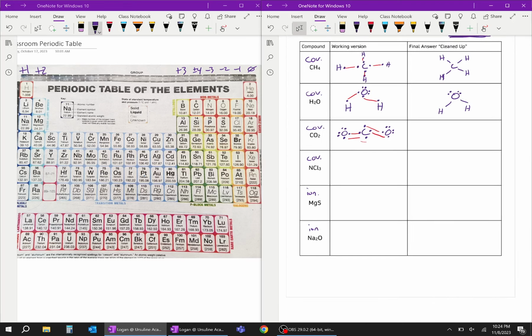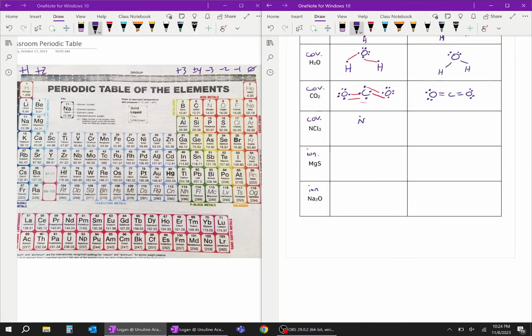Your final result will be oxygen double bonded to carbon, double bonded to oxygen on the other side. And you have 4 valence electrons, 2 lone pairs on each oxygen.